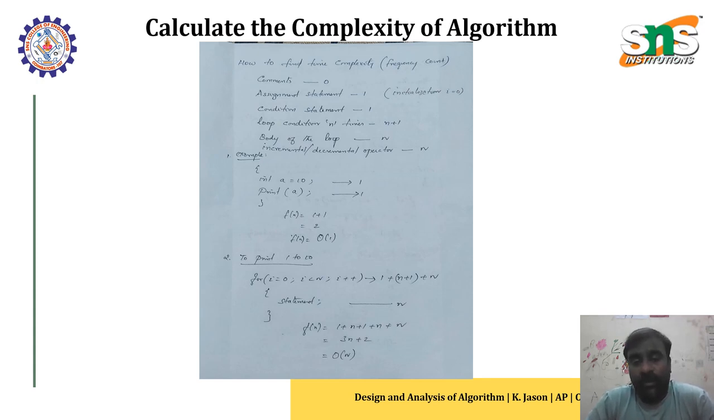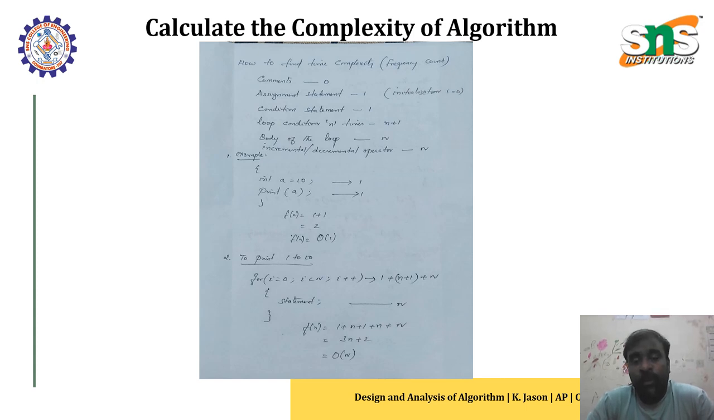In an algorithm, if you mention some commands, the execution time is zero. An assignment statement or a condition statement has a running time of 1 unit of time. For a loop, the loop condition takes n plus 1 times, but the body of the loop executes n times.